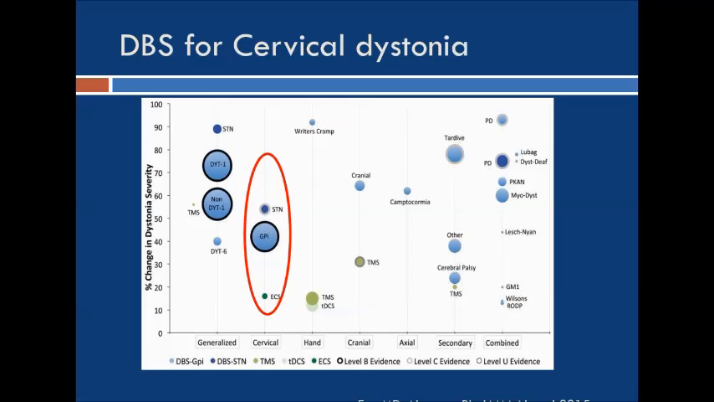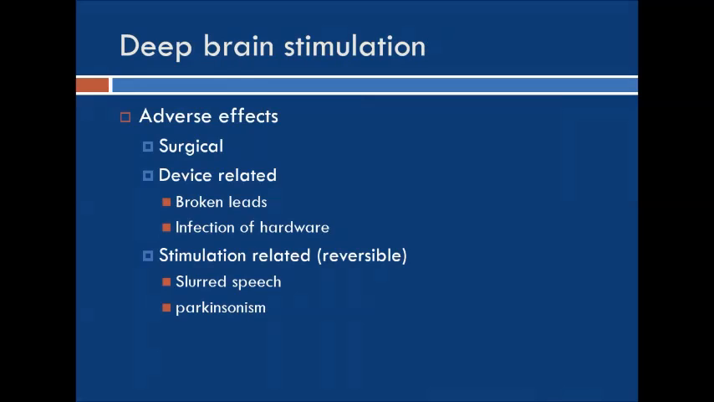So this just shows the results of deep brain stimulation for cervical dystonia. And in the red circle, you can see the GPI stimulation. And you can see that the benefits are approximately 40%. This is not quite as large of a benefit as with the generalized, especially DYT1 dystonia, but it is significant benefit. Let's go to the next slide, please.